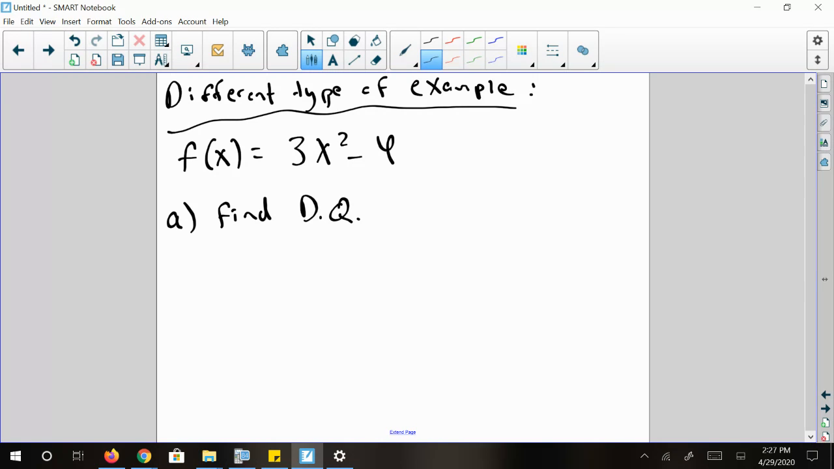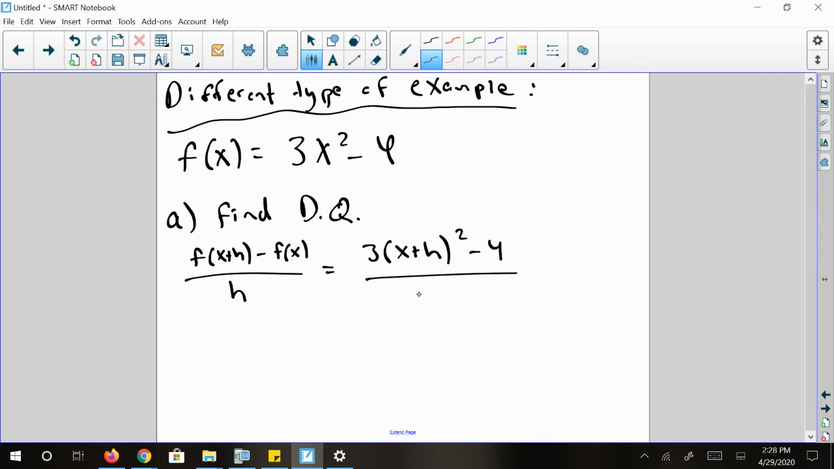So let's do some work here. If I plug in x plus h into this function, I get 3 times x plus h squared minus 4, minus f of x. Remember, I got to put this inside of parentheses. 3x squared minus 4, and then all divided by h. If I FOILed this out, I'd get x squared plus 2xh plus h squared minus 4. I'm going to apply this negative here, which flips all the signs. So this will be minus x squared plus 4, all divided by h.